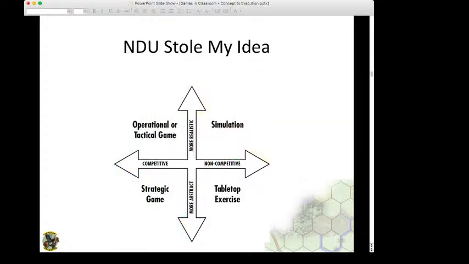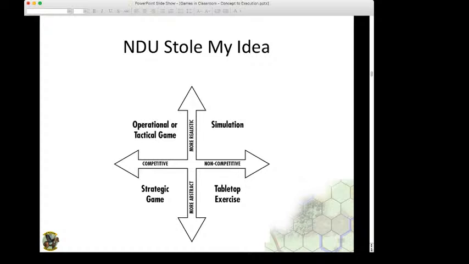So, National Defense University outright ripped off my idea. Mike Gallopi even admits it. He's used this in a variety of his presentations, but he's totally said, yeah, I completely ripped off your idea. And so, for the kinds of things they do, they have some simulations or strategic games or tabletop exercises or operational tactical specific kinds of games.